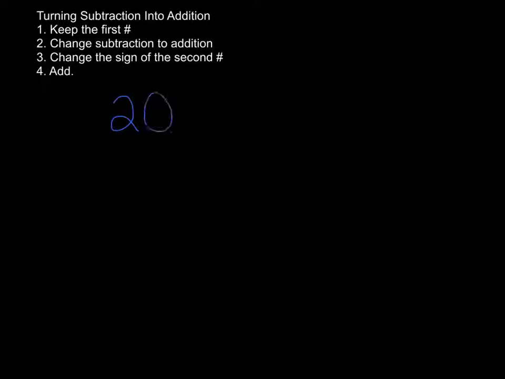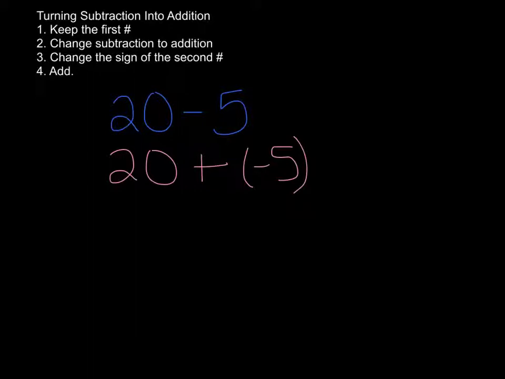Let's try 20 minus 5. This one I probably wouldn't even bother rewriting as an addition problem because I know 20 minus 5 right off the top of my head, but it still works. We keep our first number, change subtraction to addition, and then we're changing the sign of the second number. It started as a 5, so now it needs to be negative 5. 20 minus 5 is 15, and 20 plus negative 5 is also 15.